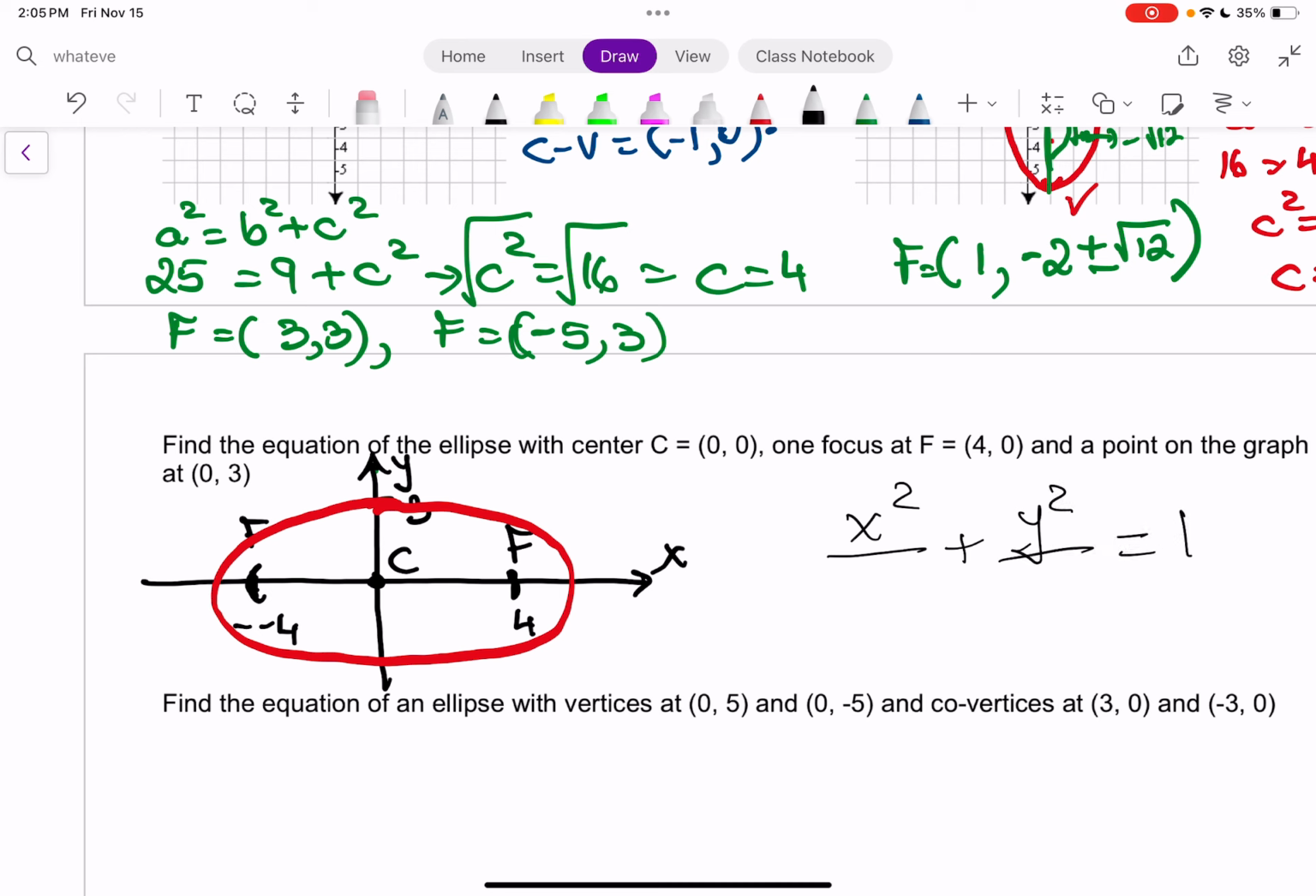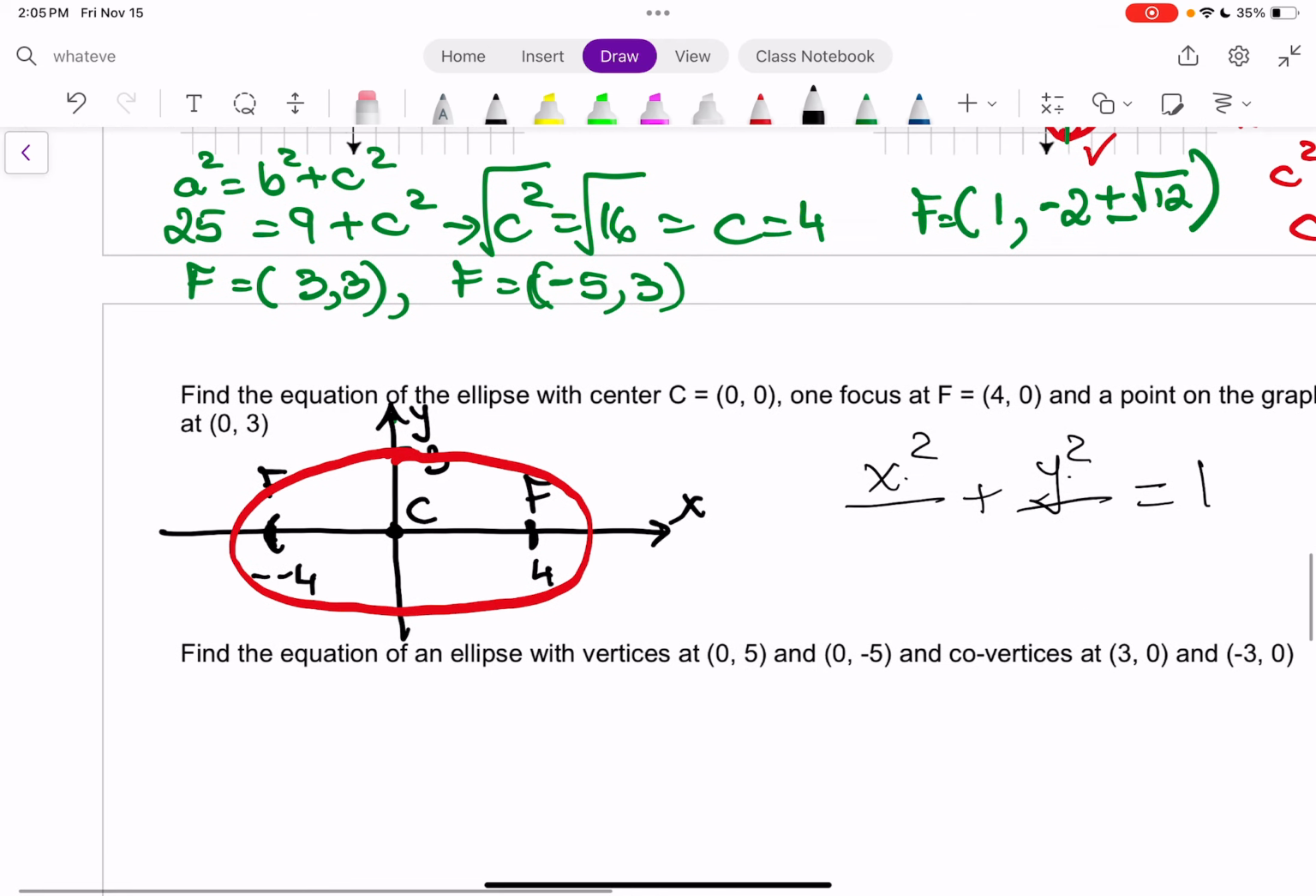First things first, I see that I don't have to subtract anything from x or y because the center is at 0, 0. Then to figure out what we put under x, we have to figure out the distance from the center to the vertex. And to figure out what we put under y, we find the distance from the center to this co-vertex. Well, that's easy because that was given to us. That's 3 units, so 3 squared.